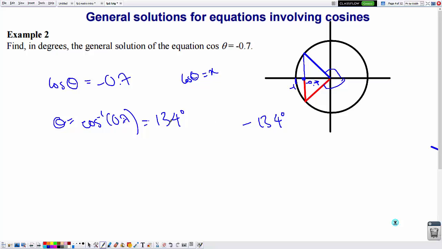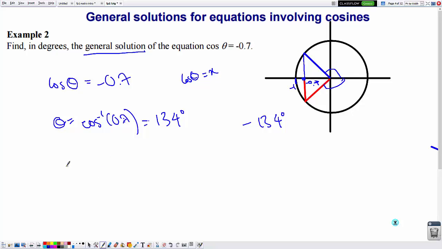Now, these are two solutions. The general solution is all possible solutions. Now, let's just think about this one. Forget the minus 134. Let's just think about 134. That's not the only possible angle that will give me this. I can add 360 degrees, and that'll also give me minus 0.7, and then go on another 360 degrees. Just think about it. Every time you add 360 degrees, you come back to the same point.